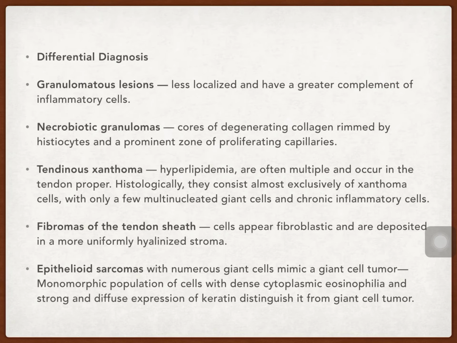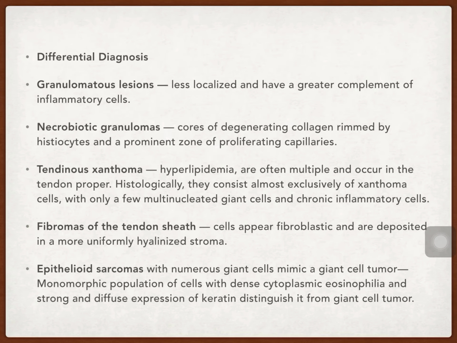Tendinous xanthomas, here we can see there is hyperlipidemia. They are often multiple and they occur in the tendon proper, whereas the giant cell tumor of tendon sheath occurs adjacent to the tendon. And histologically, tendinous xanthomas consist mainly of xanthoma cells and very few multinucleated giant cells and chronic inflammatory cells. Fibromas of the tendon sheath, here the cells are fibroblastic and they are deposited in a uniformly hyalinized stroma compared to giant cell tumor.